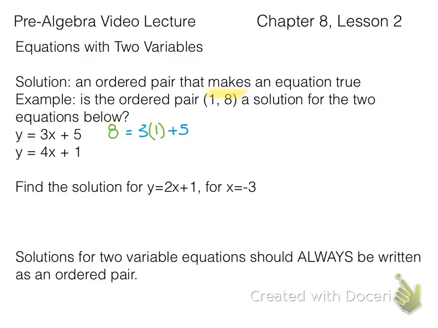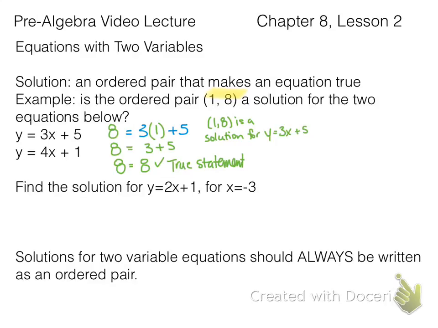So we're going to see if we get a true statement. If we get a true statement, that means the solution is correct. Let's use order of operations. 3 times 1 is 3, and then 3 plus 5 is 8. So I get 8 equals 8, and that's like the truest statement in math you can get, other than 0 equals 0 or 1 equals 1. Since this is a true statement, the ordered pair (1, 8) is a solution for y equals 3x plus 5.